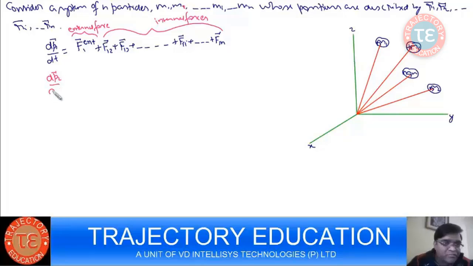Similarly, if I write Newton's second law for the second particle, this is F2 external plus F21, F23. F22 won't be there. There is no significance of F22. The second particle cannot exert force on the second particle itself. And this is F2i, F2n.